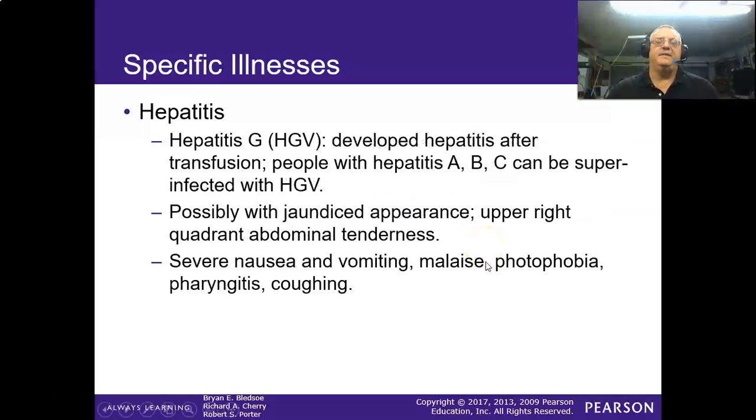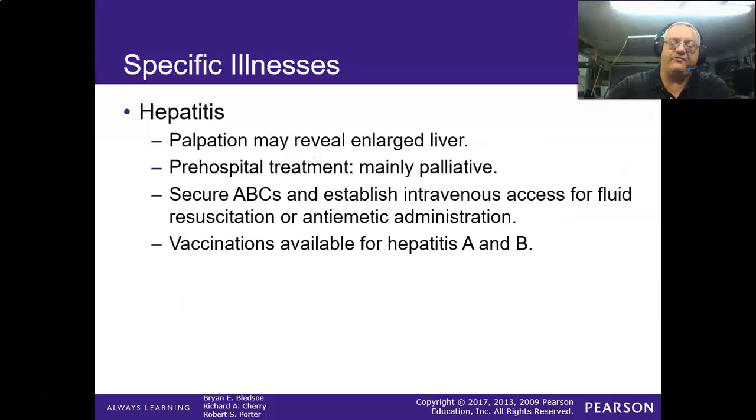Okay, they've got all kinds of them now, but again, it usually causes a lot of fever, a lot of nausea, vomiting. They can be very sensitive to light. They'll have a sore throat. They can have coughing along with that. So again, the large liver is the key thing there.